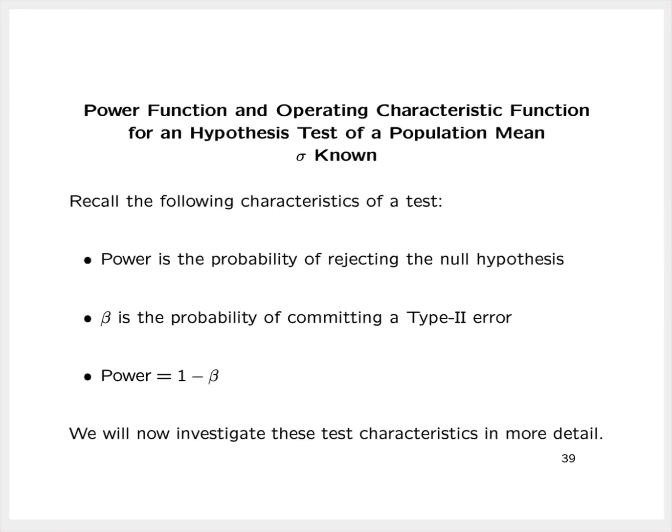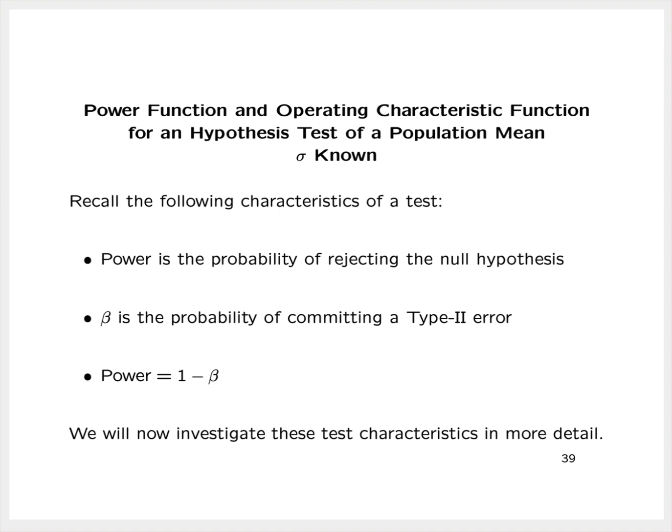In this lecture, we're going to be looking at two characteristics of a hypothesis test, the power function and the operating characteristic function. Now recall the following characteristics of a test. Power is the probability of rejecting the null hypothesis. In particular, it's the conditional probability of rejecting the null hypothesis when in fact the null hypothesis is false and therefore should be rejected. Beta is the probability of committing a type 2 error.